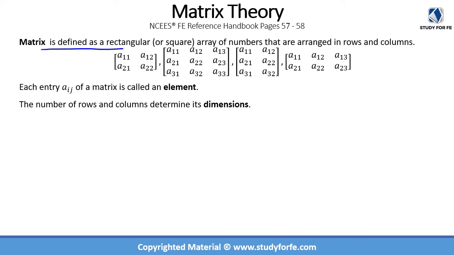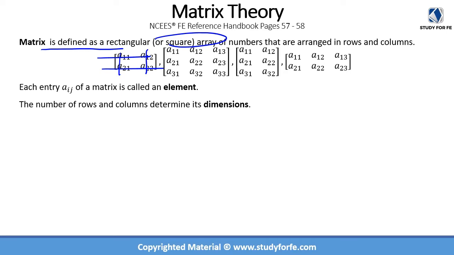A matrix is defined as a rectangular or square array of numbers that are arranged in rows and columns. So what is a rectangular and what is a square? Well, as we know, a rectangle has two equal sides, whereas a square has all four sides equal to each other. So in this case over here, you can see that we have two rows and two columns. So it is a square.